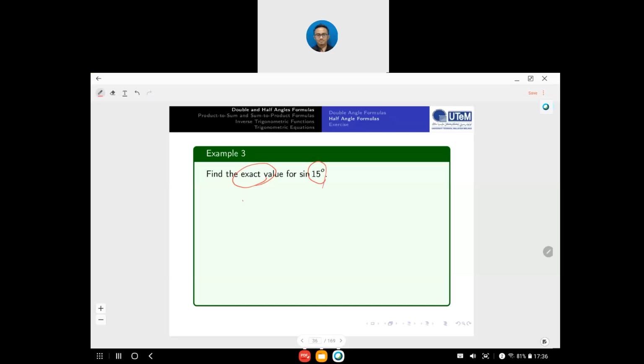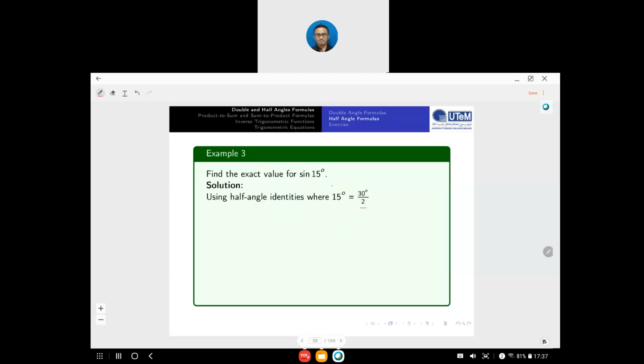You have special triangles: 90 degree, 30 degree, 60 degree and 45 degree. So you must convert this angle to one of these angles lah by using either double angle or half angle. It depends on the question. Okay, so we know that 15 degrees is also equal to 30 over 2.